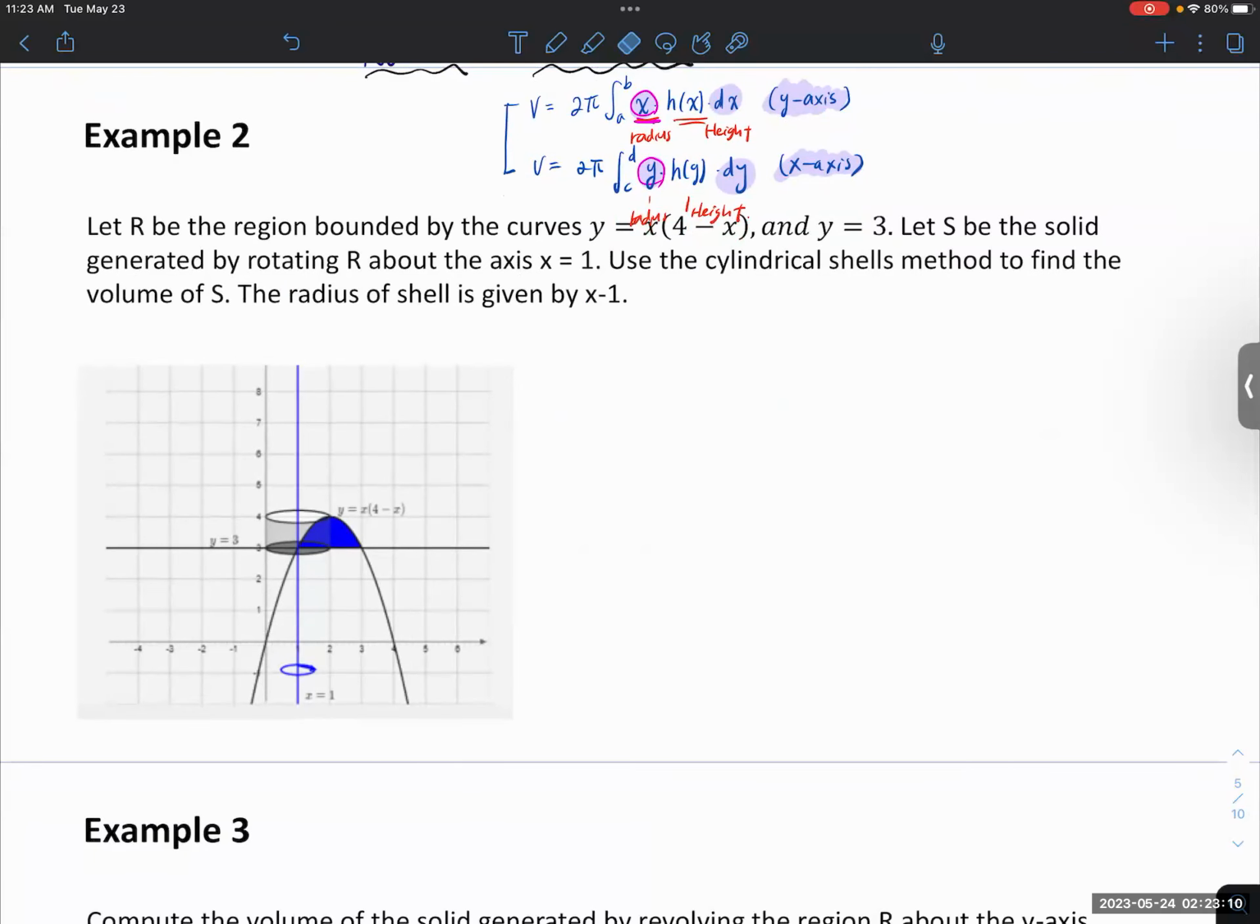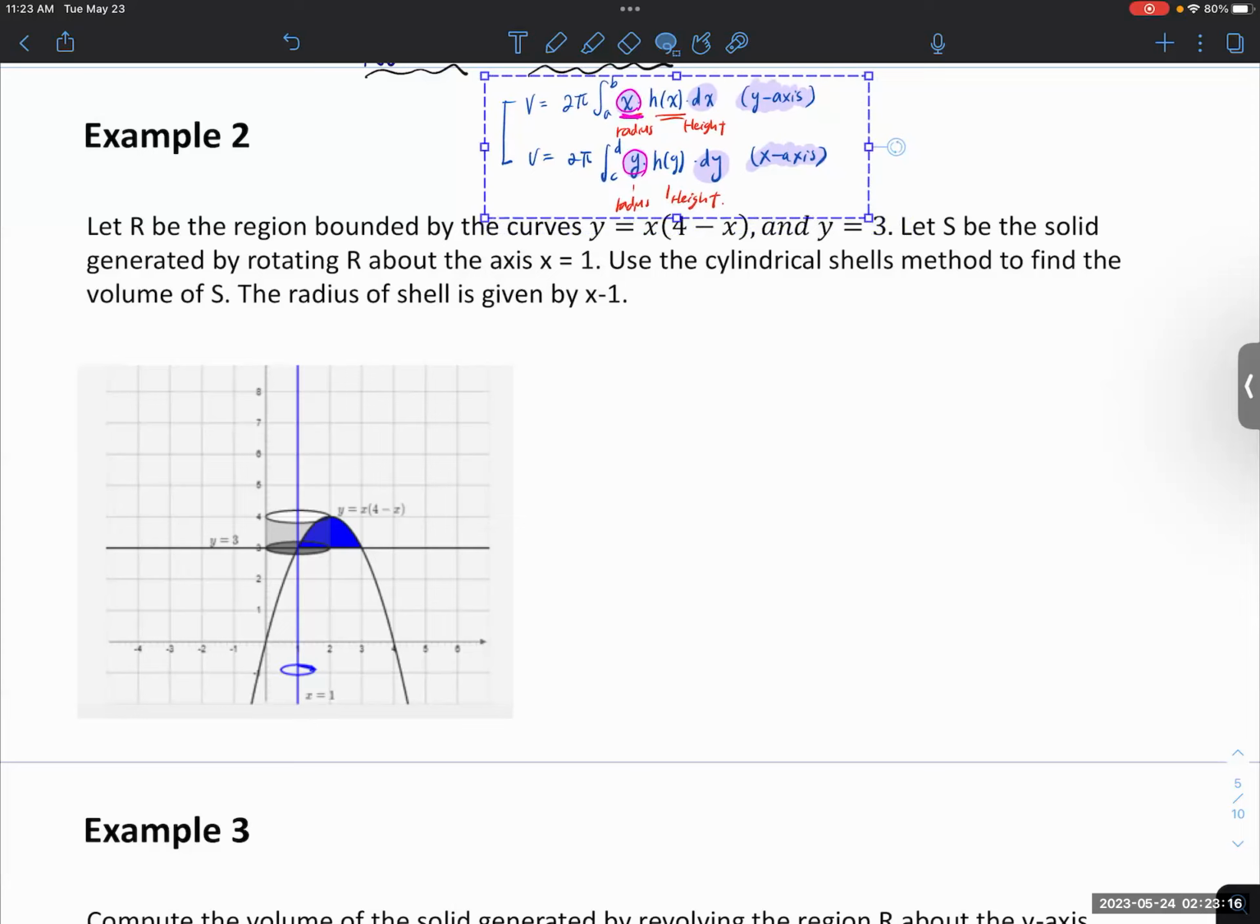So we have a function, let's read it. We have the curve y equal to x times 4 minus x right there, and then y equal to 3. So we have two given functions. So y equal to 3 is here, and then this is the function y equal to x times 4 minus x. Let S be the solid generated by rotating. We are rotating the function where? At x equal to 1, not the x-axis or y-axis. So you are expected to see the new radius or new height.